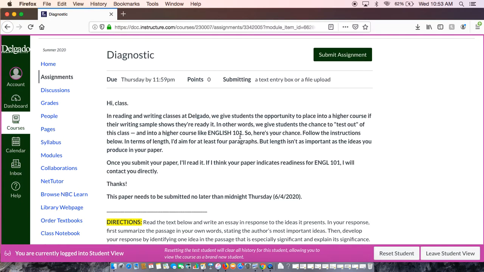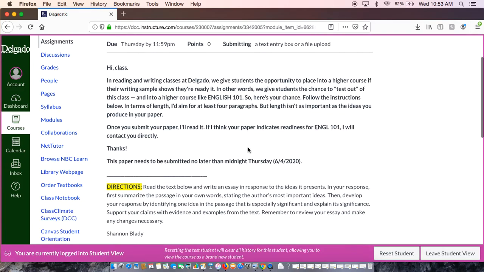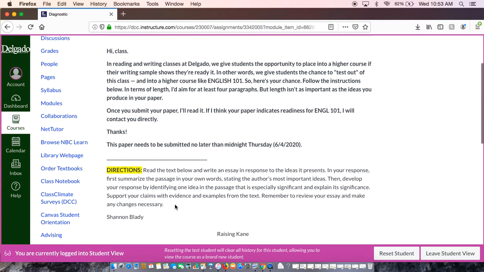All right, well, let's get down to a little bit more detail. Here are your specific directions for the paper that you're going to write that is going to ultimately be the source of your diagnostic. Okay, directions. "Read the text below and write an essay in response to the ideas it presents." You're writing a paper in response to what you read.